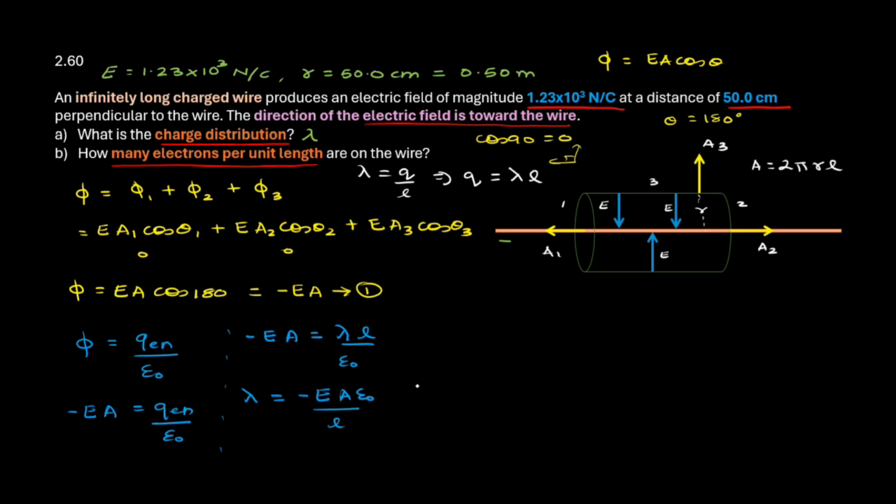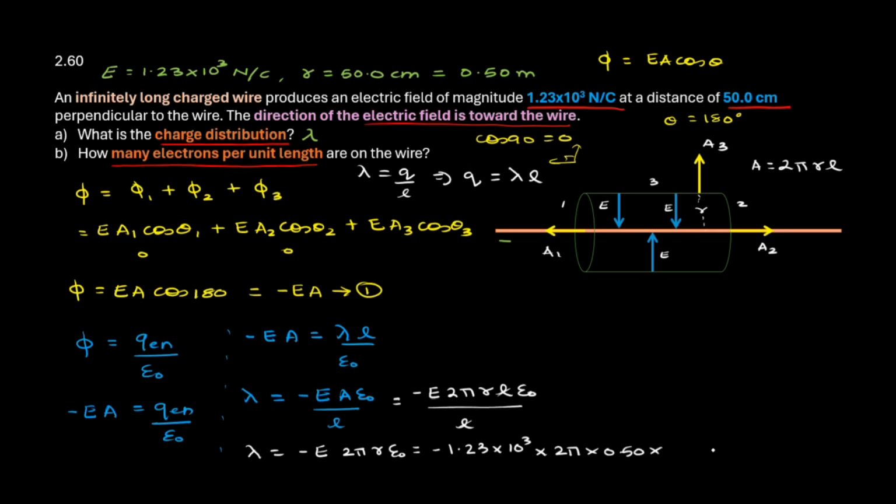So we rewrite A as 2 pi RL, and that gives me lambda equals negative E 2 pi RL epsilon naught over L. We can cancel off the L from the top and the bottom, and we get lambda equals negative E 2 pi R epsilon naught. Now let us substitute these values to solve for lambda. E is given as 1.23 times 10 to the power 3 into 2 pi. R is 0.5 and epsilon naught is a constant which is 8.85 times 10 to the power negative 12.